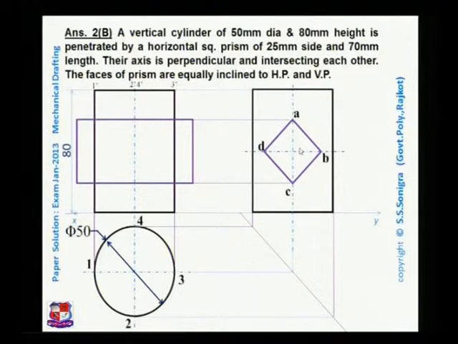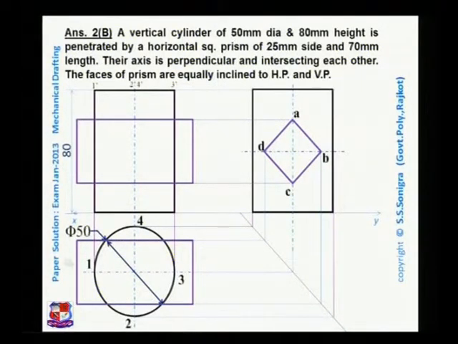Now, to draw the top view of this square prism, we take projection lines from D and B like this. These two projection lines will cut the 45 degree line at 2 points, and from these 2 points draw horizontal lines like this, and take projections from this front view and complete this rectangle. So this rectangle represents the top view of the given square prism. Now we have identified the position of both these solids.